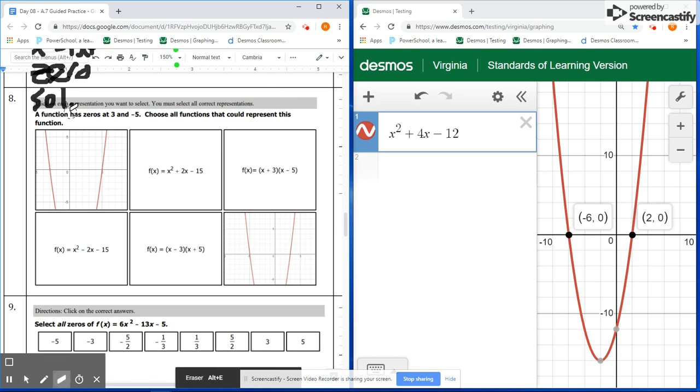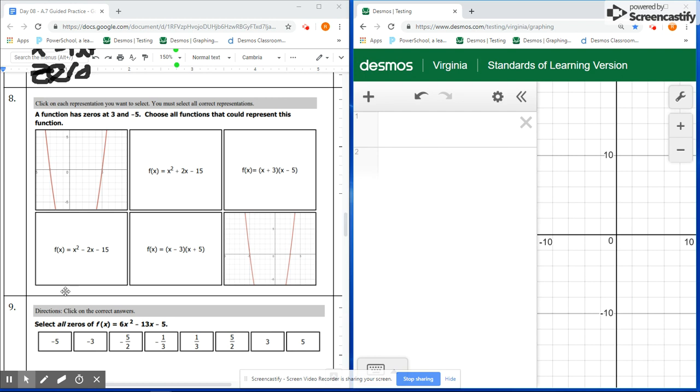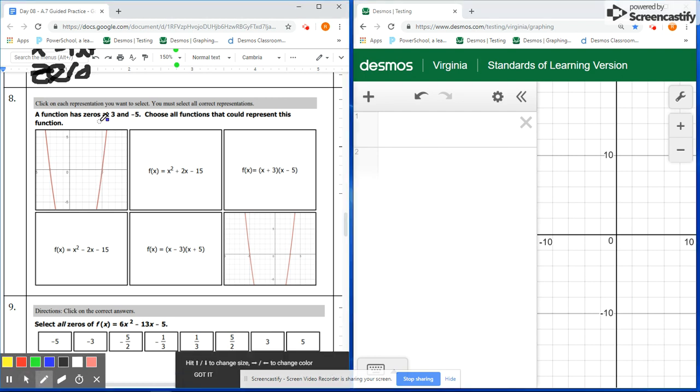Number 8 is kind of the same thing. It says a function has zeros 3 and -5. Choose all functions that could represent this function. So look at all of these 6 choices. The graphs are already there for you. You can just look at it. But these 4 functions you should plug into Desmos. Okay, plug it in and see which ones have roots or zeros at both 3 and -5. And again, it says you must choose all correct answers. So there's going to be more than one answer here for number 8.